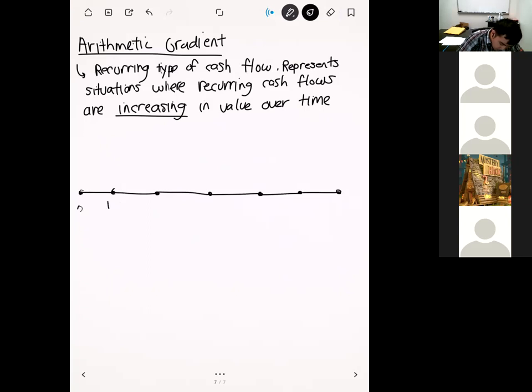So we have 0, 1, 2, 3, 4, 5, 6. Okay. All right. And so the standard form for the arithmetic gradient actually starts on year 2, believe it or not.